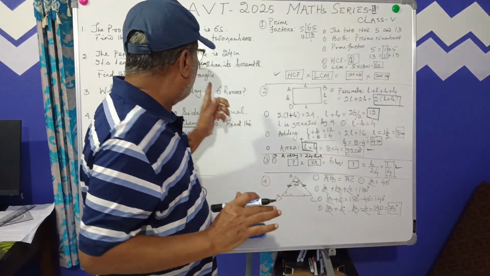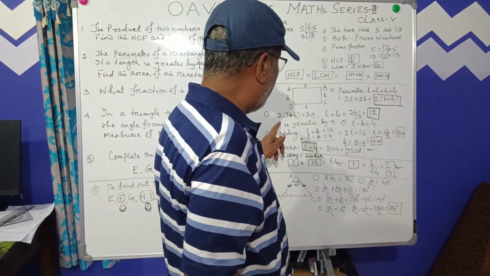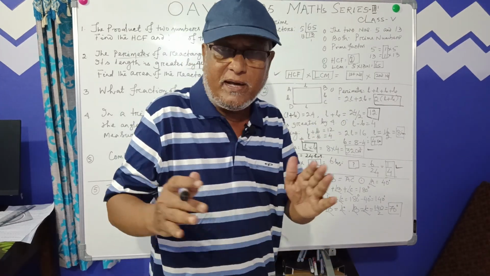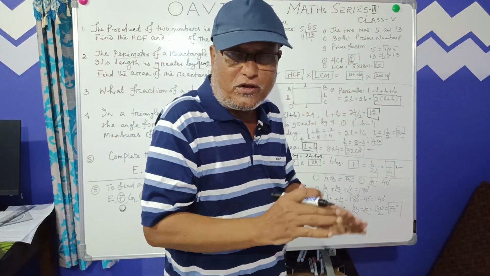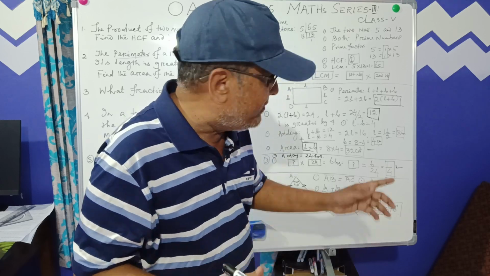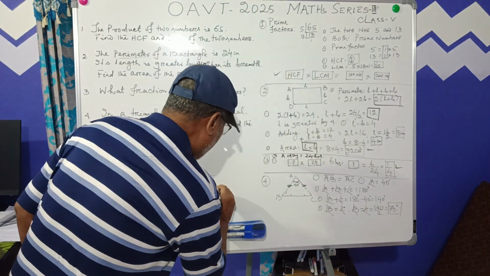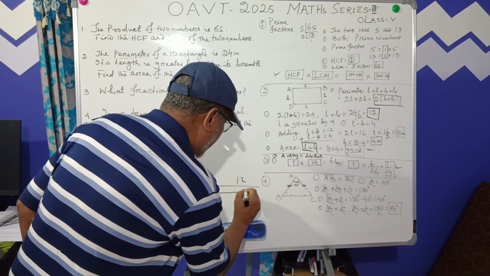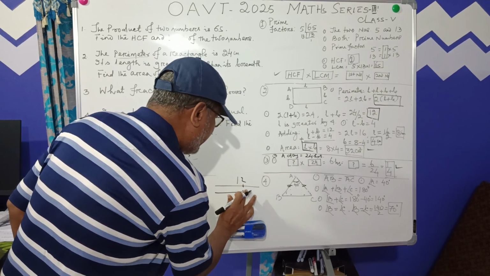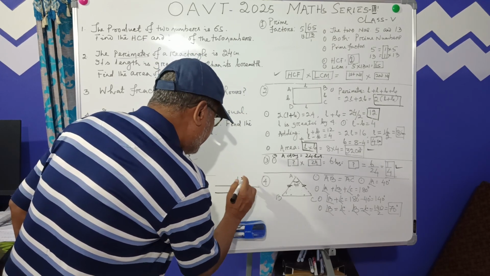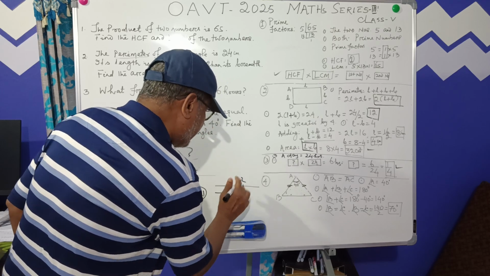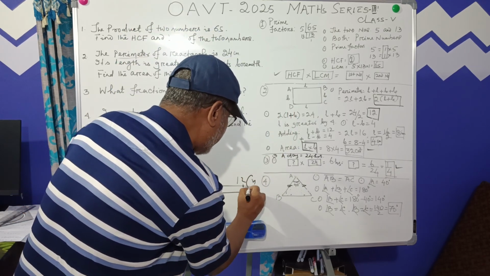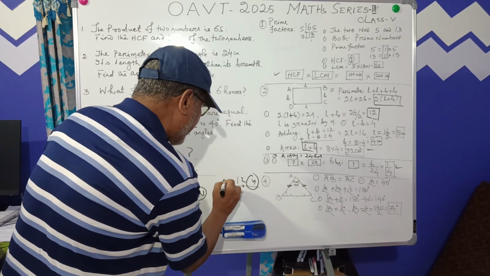As per the question, L means length is greater by 4 cm. If one is longer and another is shorter, their difference will be 4. So if this line is 12 and this line is 4, this is 12, and this line is shorter by this, so it will be 8.